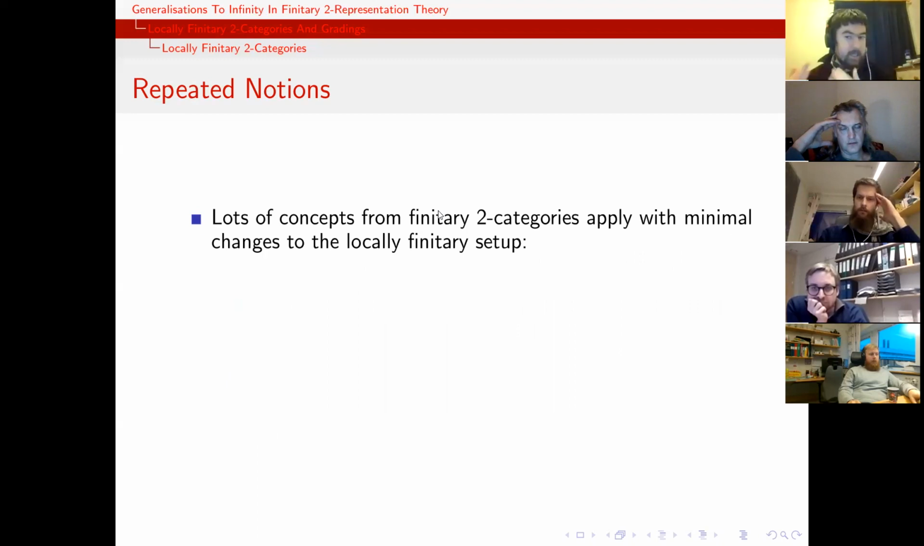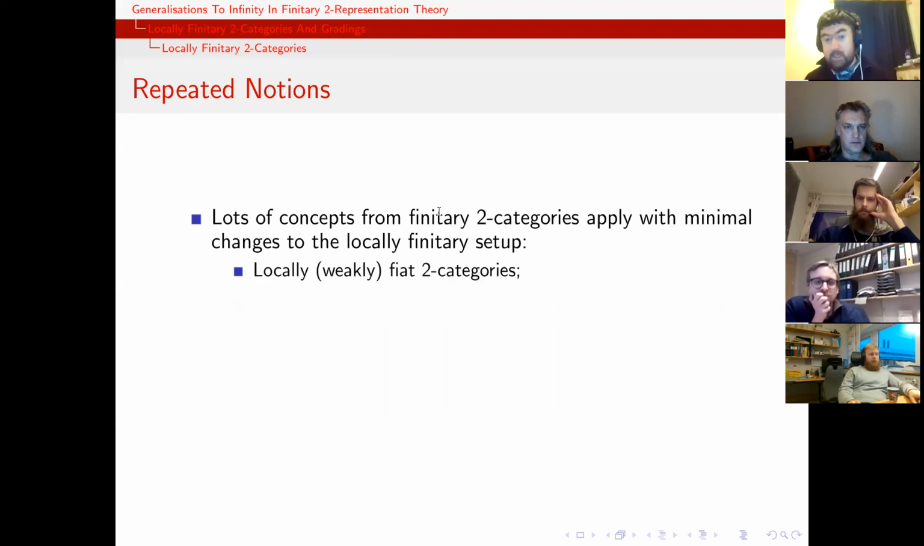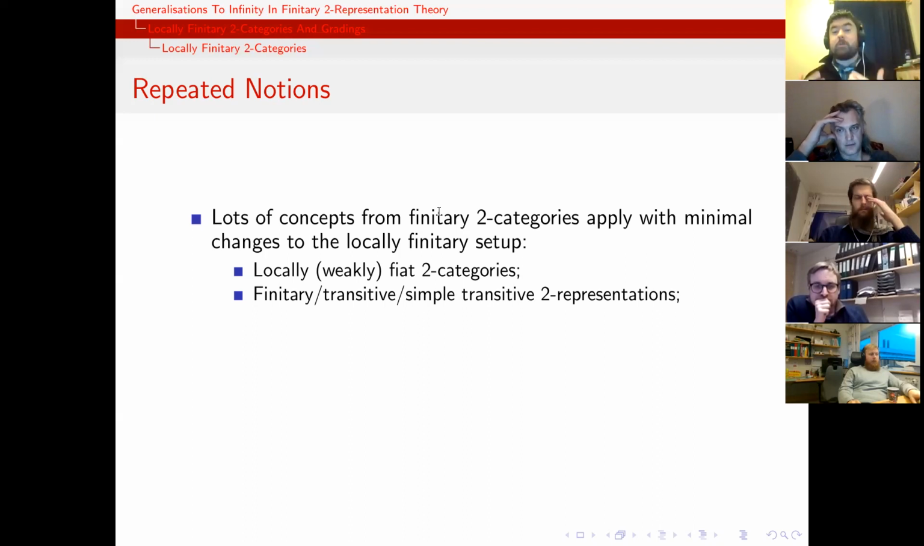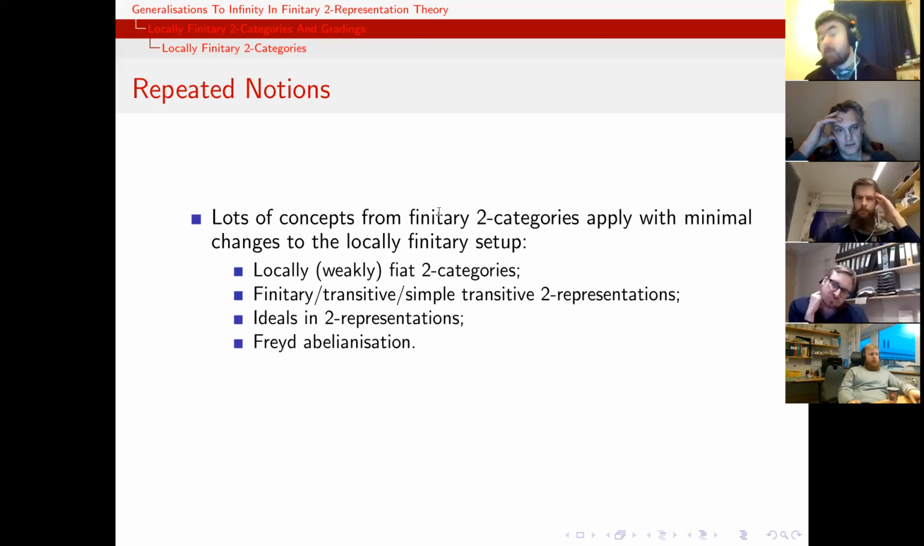Now, as it turns out, the locally finitary two category setup is a fairly straightforward generalization. There are lots of concepts that apply with fairly minimal changes from finitary two categories to the locally finitary setup. So we still have locally fiat and locally weakly fiat two categories, and for the C_A I mentioned before, all the A's are self-injective, so it remains locally weakly fiat. We still have the concept of finitary two representations, of transitive and of simple transitive two representations, with effectively the same definitions, except for infinitely many objects. Ideals remain the same concept. Abelianization still works, still gives us abelian two categories up to the strictness fiddling.